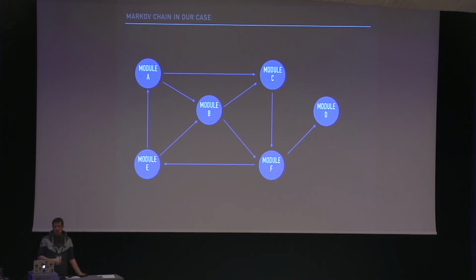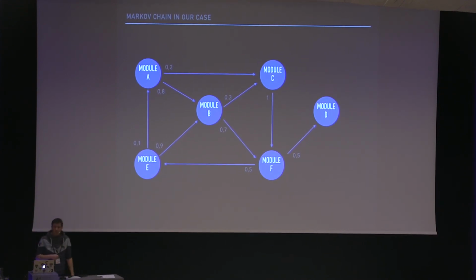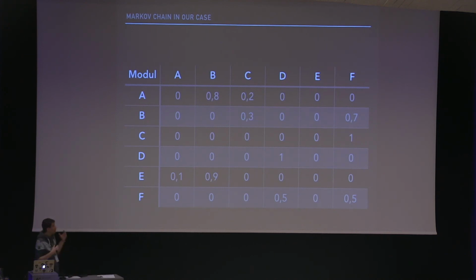And to make it a Markov chain, you just add probabilities. So for example, the probability to go from module A to B is 80% or 20% to go to module C. That looks really good. You can easily understand that, but it's not that good for our machines. Machines would love to have something like that.